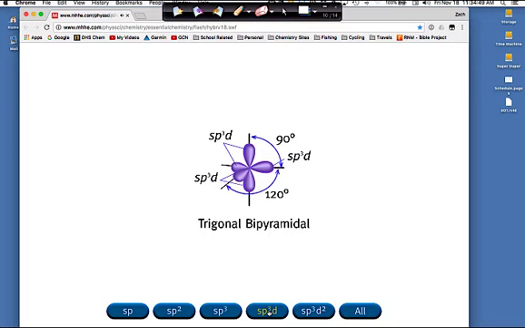Does that help? Go ahead, tell me. The angles between orbitals are, oh, hold on, let the audio stop. 120 degrees in the trigonal plane and 90 degrees between orbitals in the plane and those above and below the plane.